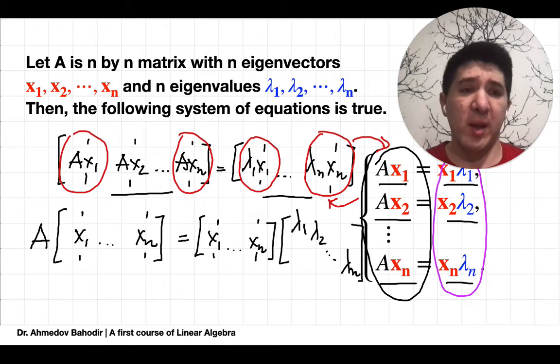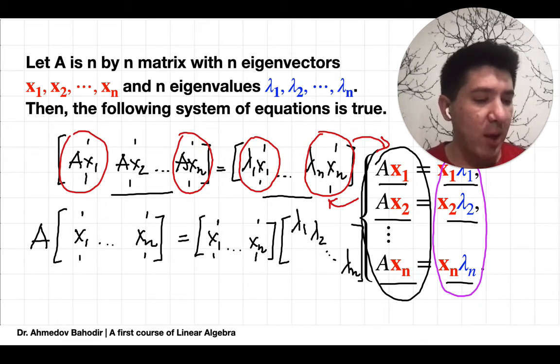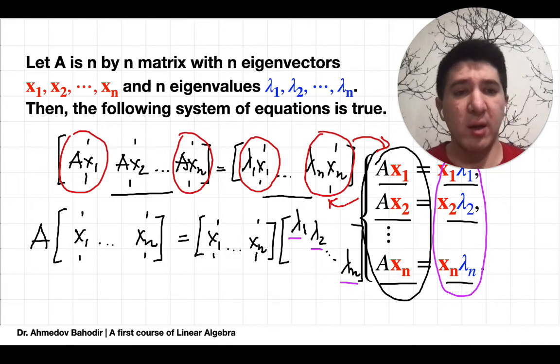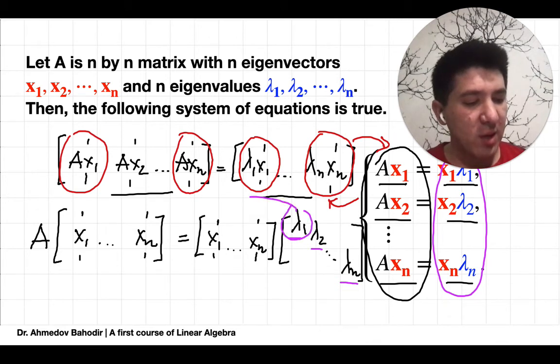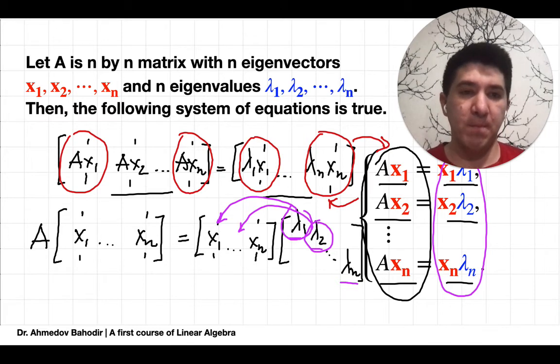If you remember the matrix multiplication of the diagonal matrices, if you multiply the diagonal matrix from the right, the entries on the diagonal are going to scale the columns. So it is going to be multiplied to the first column, it is going to be multiplied to the second column, and so on, right?